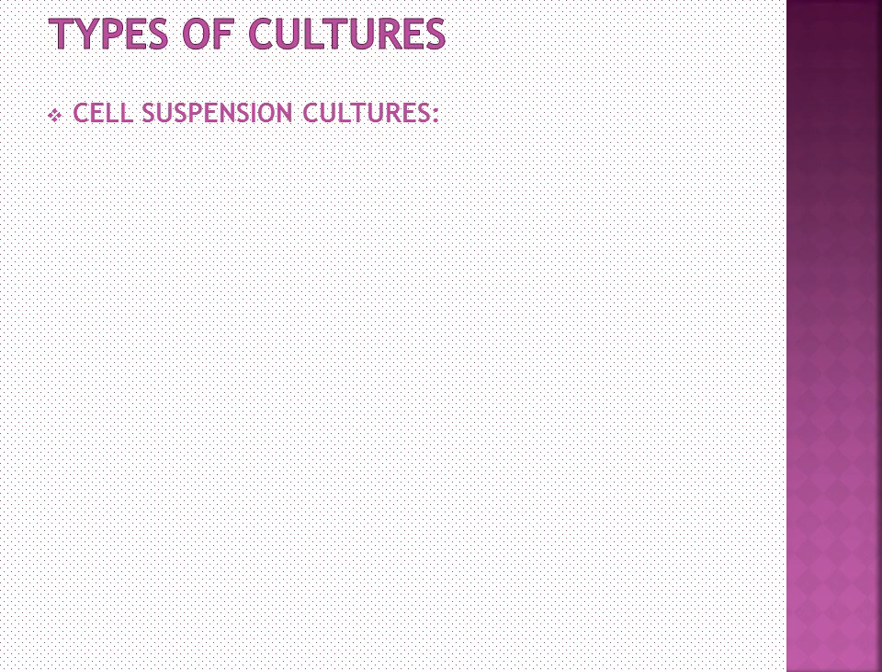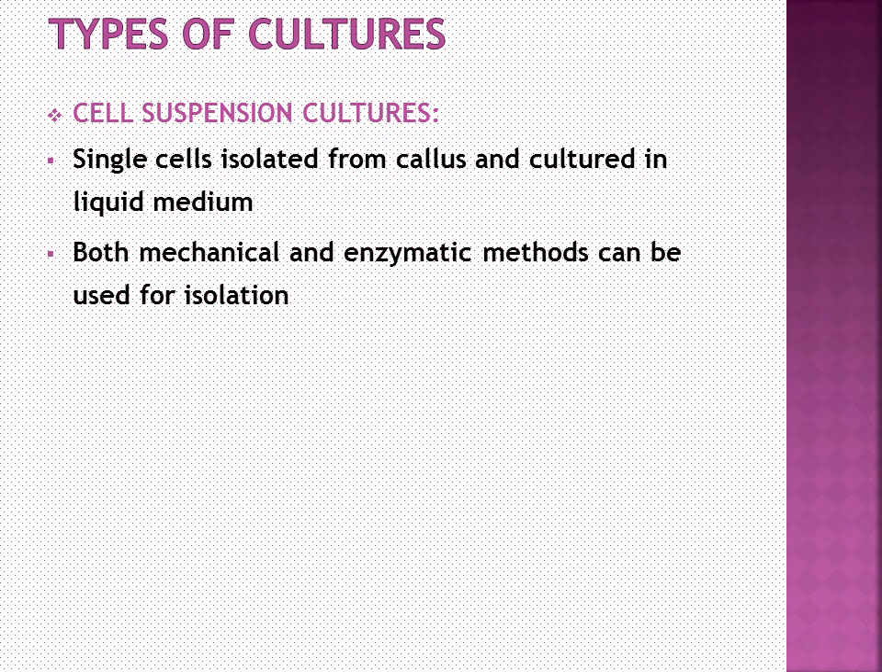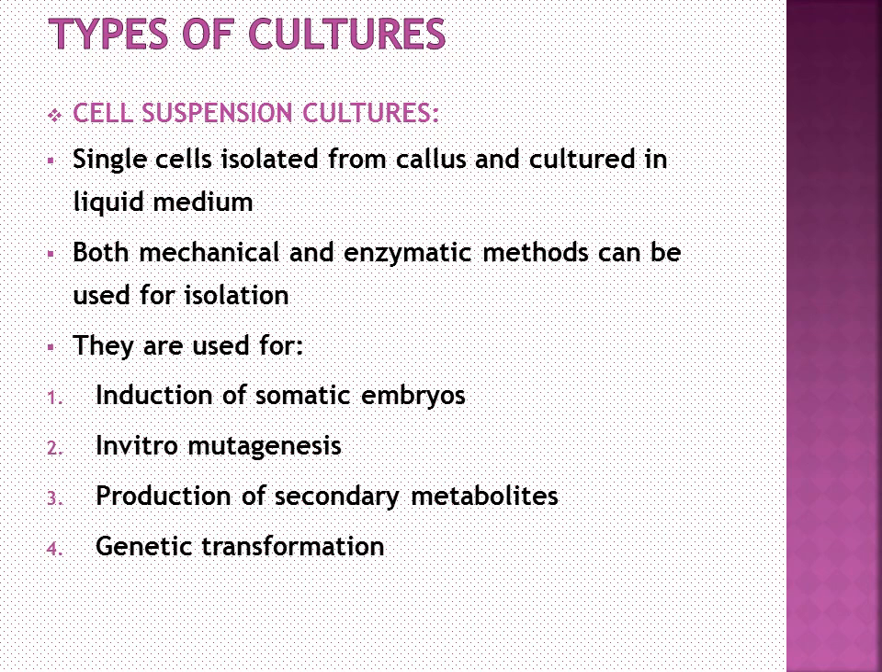Coming to cell suspension cultures. Single cells are isolated from callus and cultured in the liquid medium. Both mechanical and enzymatic methods can be used for isolation, even though enzymatic methods are preferred over mechanical methods. Mechanical methods can cause wear and tear. Cell suspension cultures are used for induction of somatic embryos, in vitro mutagenesis, production of secondary metabolites and genetic transformation.